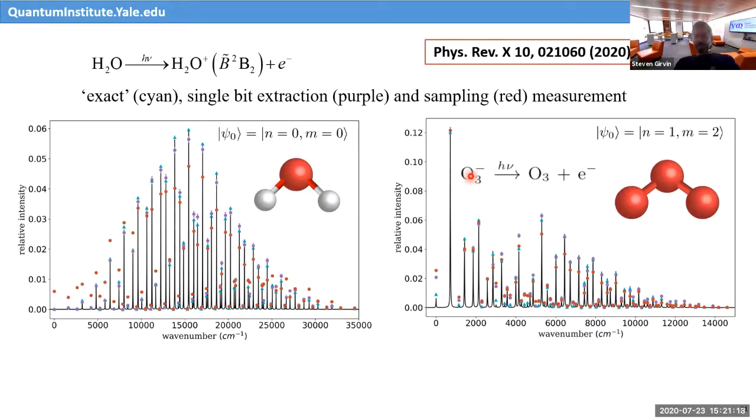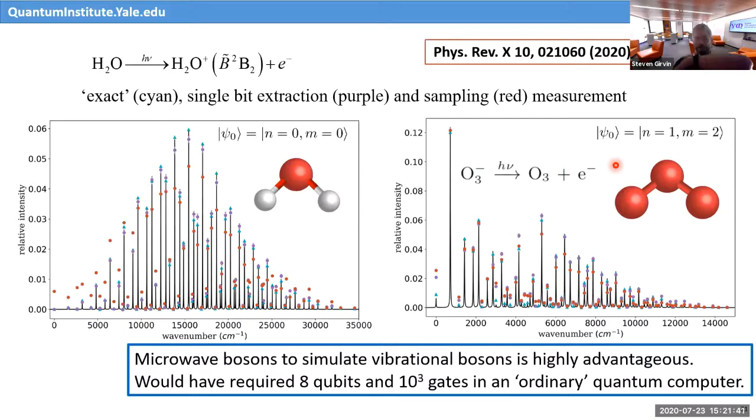Here's another case, ozone, starting not in the vibrational ground state, but in a vibrational excited state with two phonons in one mode and two in the other. And again, there's good agreement with the exact answer. So it turns out that having built into our little quantum computer native bosons, microwave photons, is highly advantageous. To do this same calculation on an ordinary quantum computer with two-level qubits, you would have needed 8 qubits plus some ancillary qubits and of order 1,000 high fidelity gates, something that's beyond the capability of current ordinary quantum computers. Of course, as I said, you can do this calculation on a classical computer exactly very easily.